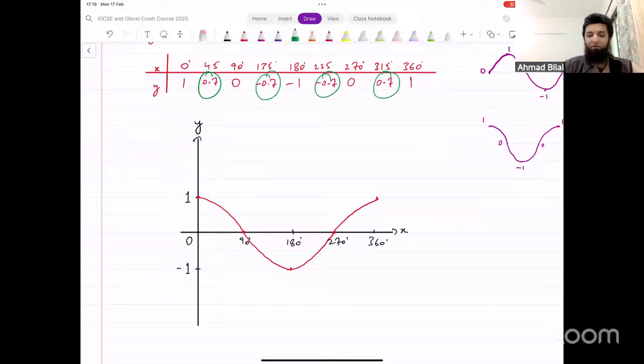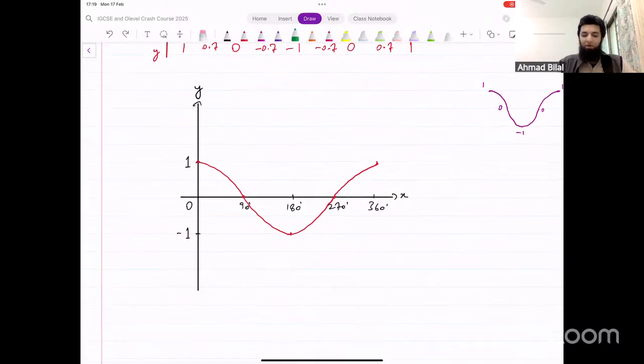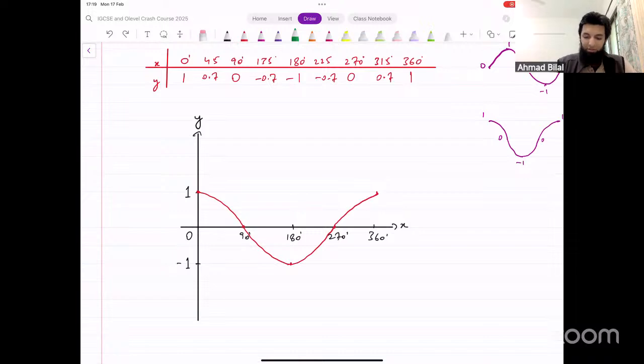This is just for the first time you do it using a calculator, so that you understand what the shape of the graph looks like, because this is going to be 0.7 here, and then -0.7 here, and -0.7 here again, and then 0.7 here again, right? So the first time you do it, you can take some more points like this, but then eventually you need to be able to draw it without using a calculator.